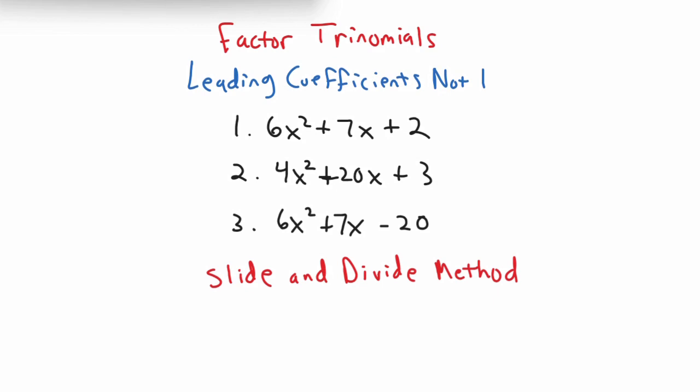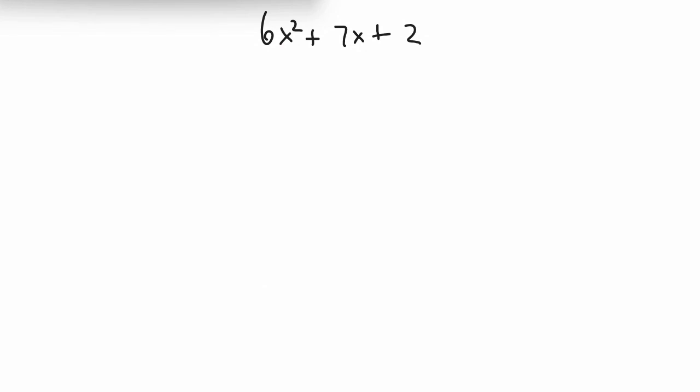In this video, I'm going to show you how to factor trinomials with a leading coefficient not equal to 1. So our leading coefficients here are 6, 4, and 6. And the method I'm going to use for factoring is called the slide and divide method. So here's our first problem.